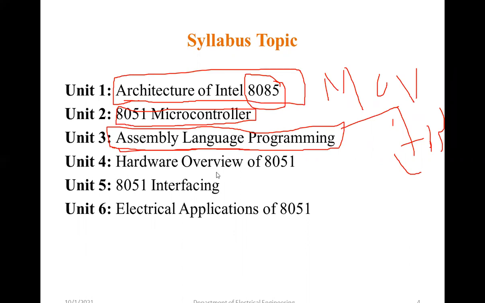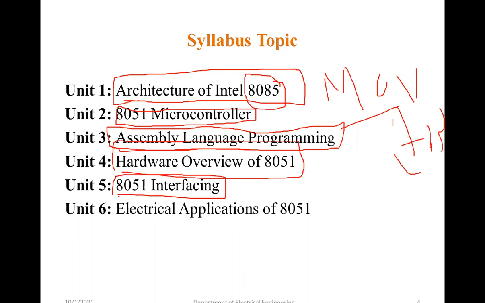What is meant by the counter? What is meant by the interrupts? Then how to write the program? Interrupt structure is there. Different types of ports we have to connect. Four ports are there. For that purpose, you are connecting the hardware overview in the 8051. This is unit number 4, the hardware. Then next, unit number 5, we are discussing the interfacing of 8051.